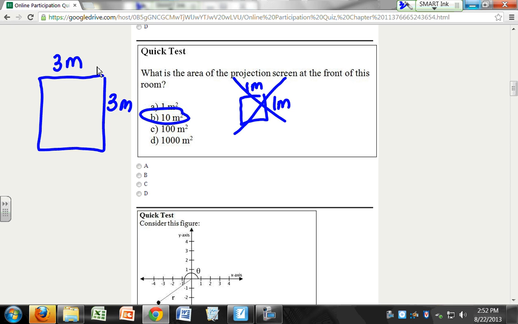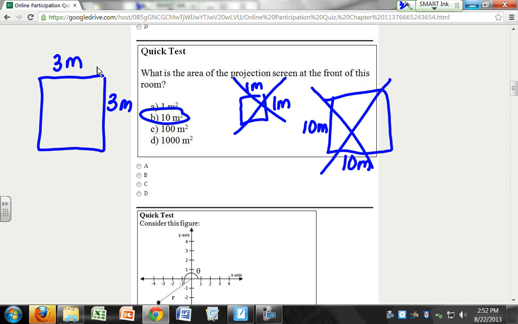And a 100 square meter screen would be 10 meters by 10 meters. That's a 30 foot by 30 foot screen. So that's really huge. That doesn't really make any sense. So it has to be B. B is the most reasonable answer.